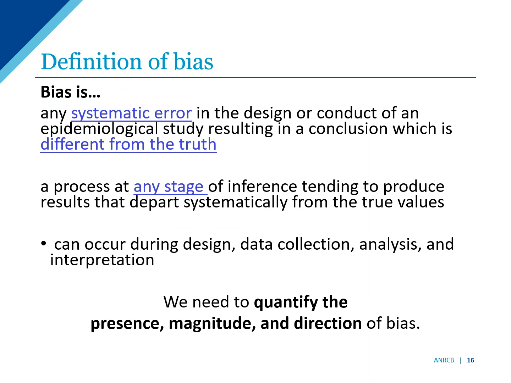Bias is this systematic error in the design or conduct of our study that results in a conclusion that's different from the truth. And this can happen at any stage of inference, which produces values that depart systematically from the true values. So this can happen during design, data collection, analysis, and interpretation, and we need to make sure that we quantify the presence, the magnitude, and the direction of bias.